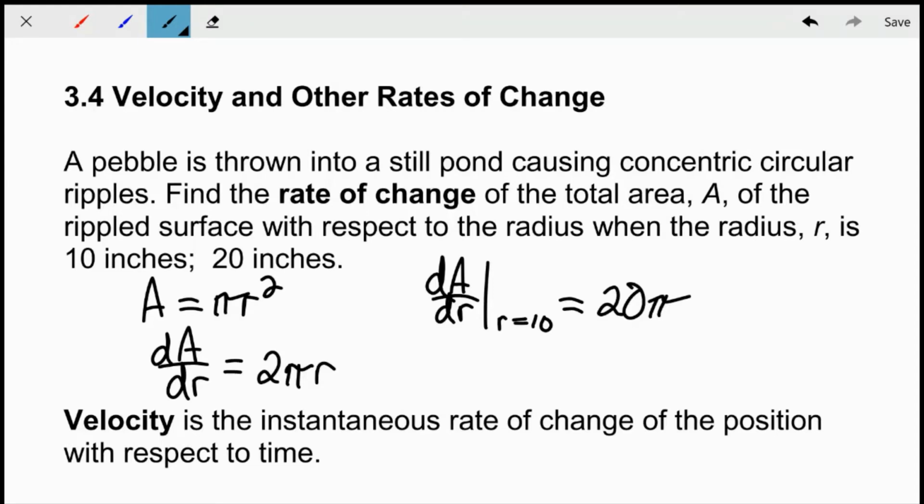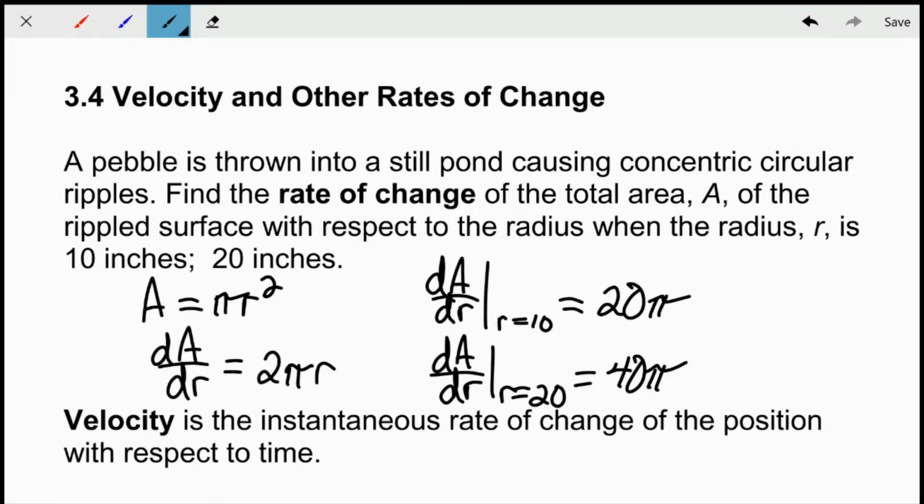And then for the second one, dA/dr when r is 20 would be equal to 40 pi. Okay, so that's all they're really getting at, is just finding how it's changing with respect to a change in the radius. So pretty simple to do.